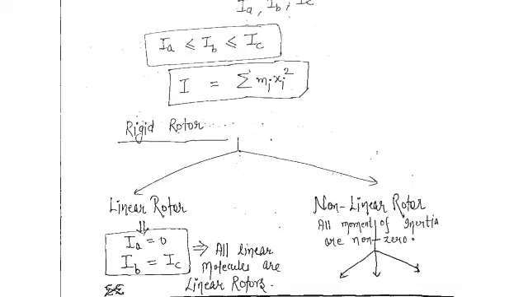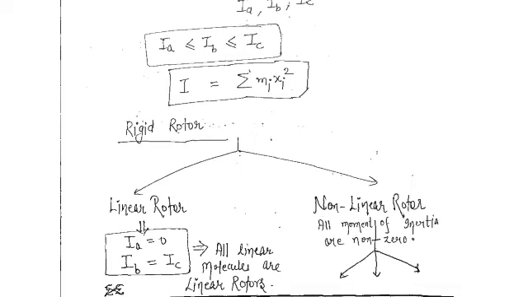So exactly what is happening there is that the moment of inertia in one direction becomes 0. That is why IA equals 0, and the other two directions have the same, or equal, moment of inertia. Now, the non-linear rotor.